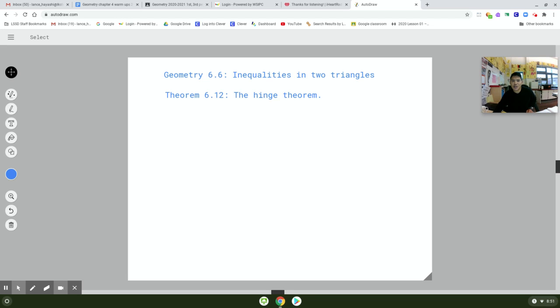Welcome to Geometry 6.6. In 6.5, we talked about inequalities just in one triangle. Now we'll talk about inequalities in two triangles for 6.6, starting off with what's known as the hinge theorem.